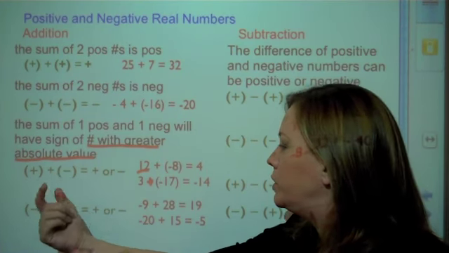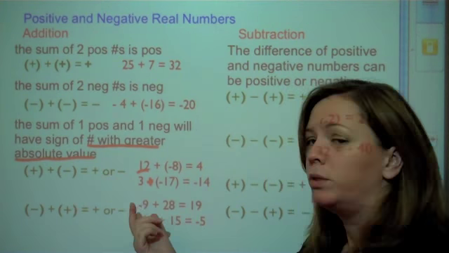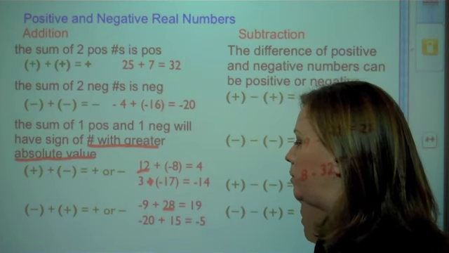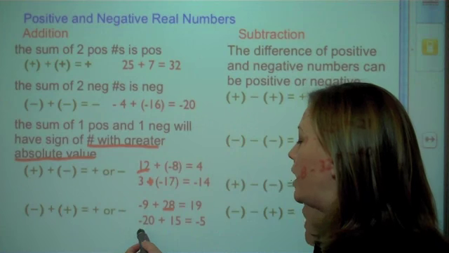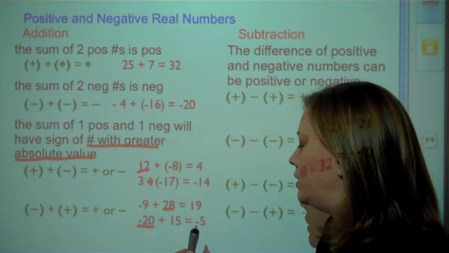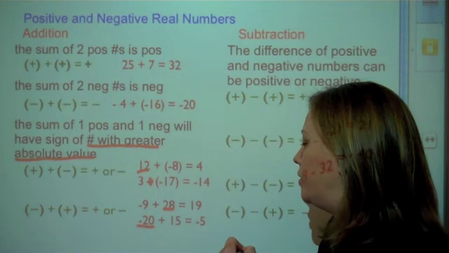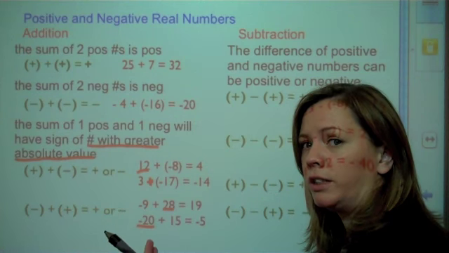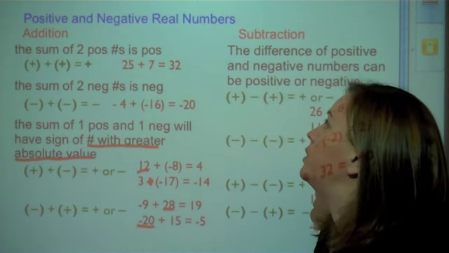Same thing is true if you reverse the order. A negative plus a positive really works the same way. So negative 9 plus 28 is going to be positive because 28 is greater. Negative 20 plus 15 is going to be negative because 20 is greater than 15. So here you're just finding the difference between the two numbers, and then you take the sign of the number with the bigger absolute value.